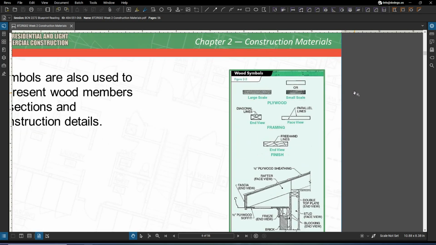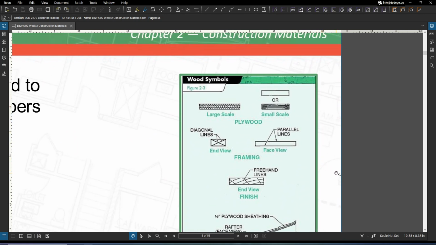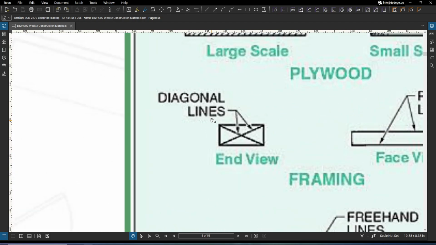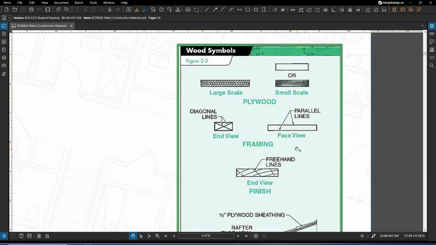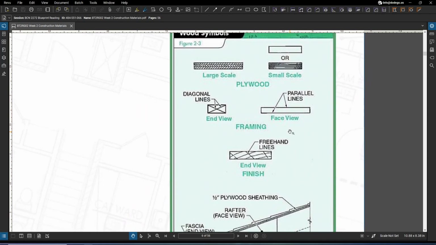End views of rough framing members are going to be indicated with crossing diagonal lines within each piece. Face views of framing members are going to be shown with 2 parallel lines.